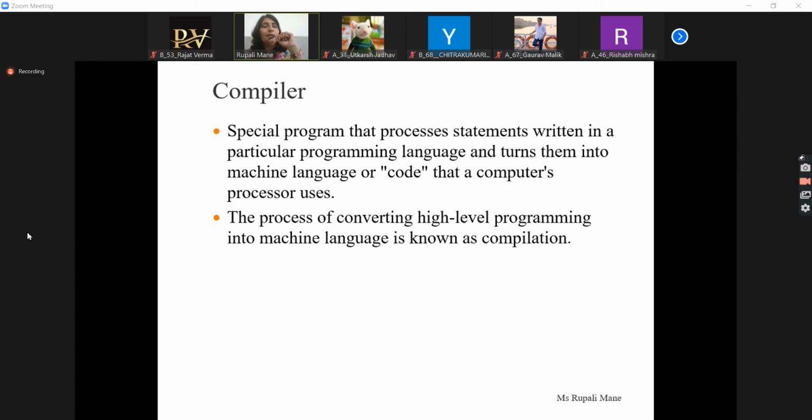Okay, so in that case, what is required? You require a special program to convert whatever you have written in high level language into machine language, and that is possible with the help of a compiler. So basically, a compiler is what? It is a special program that processes statements written in a particular programming language and turns them into machine language. So the function of a compiler is to convert a high level language program into machine language. Okay, so that is called a compiler.